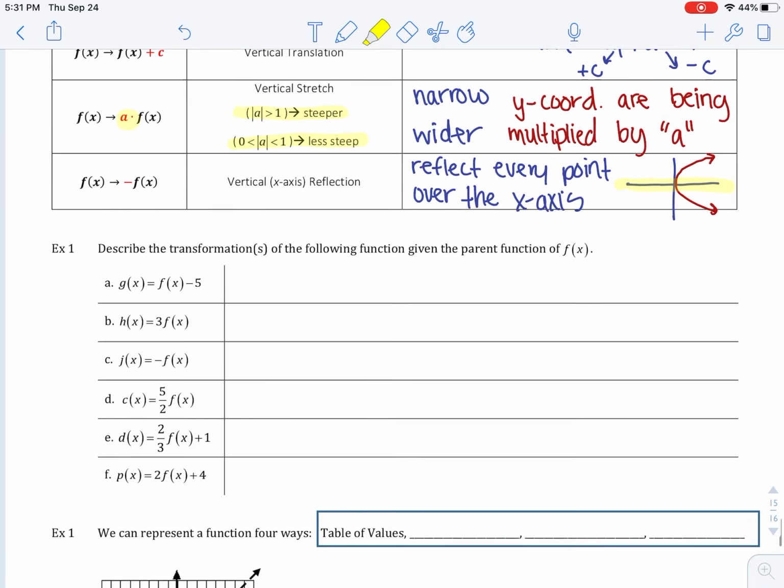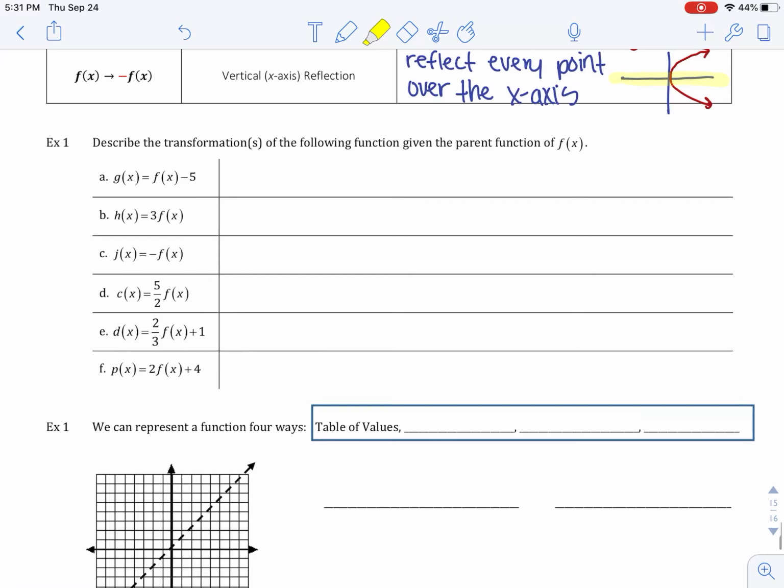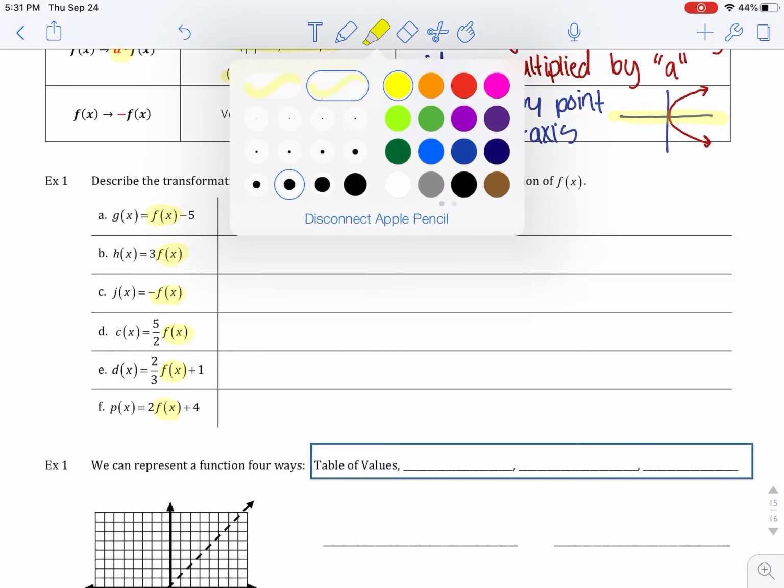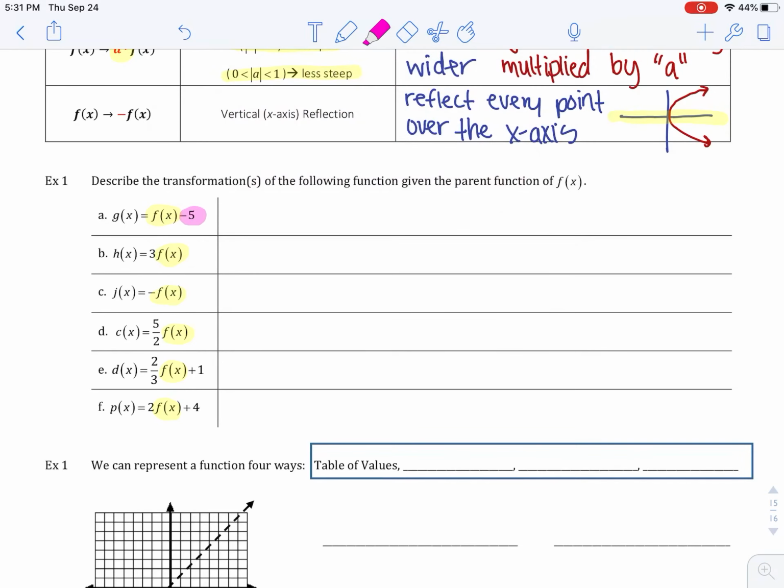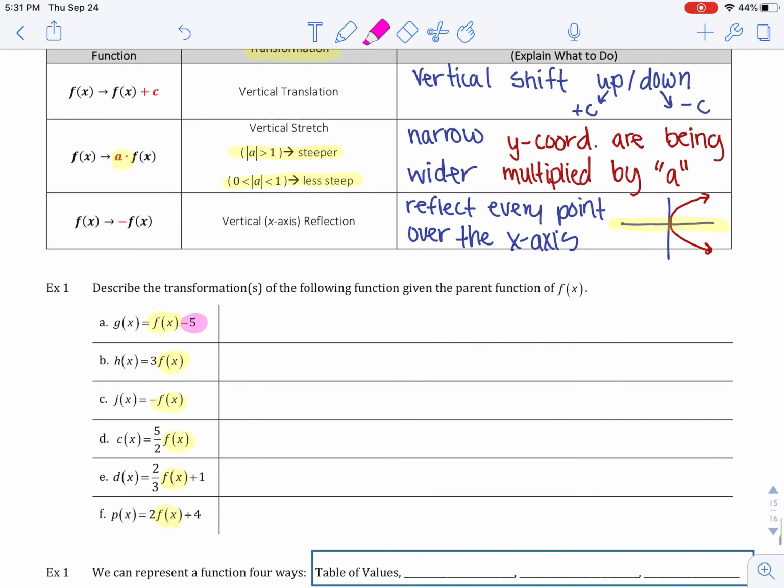Okay. So Example 1 says to describe the transformations of the following functions given the parent function of f(x). I'm giving you a random parent function. As you notice, they're all f(x). And now I just added one or two or all three of those transformations to these. I'm looking at the top one, and I noticed a minus 5. This is at the end, right? So if I look back up here, anything happening at the end is going to be a vertical translation.